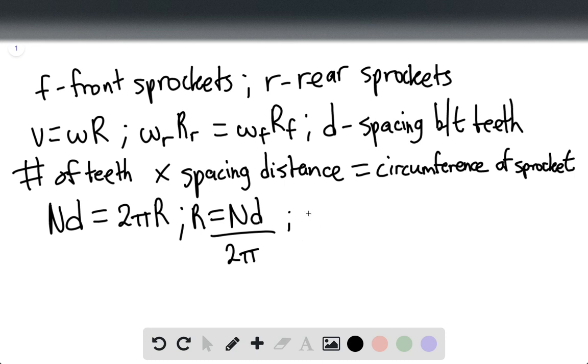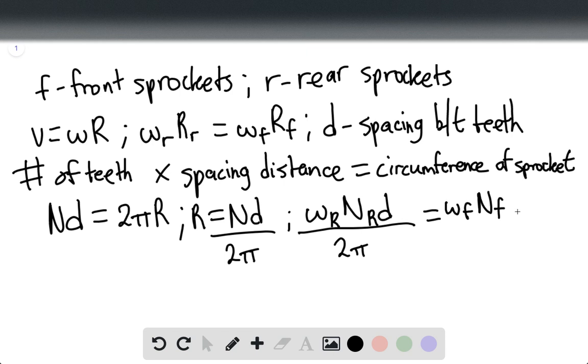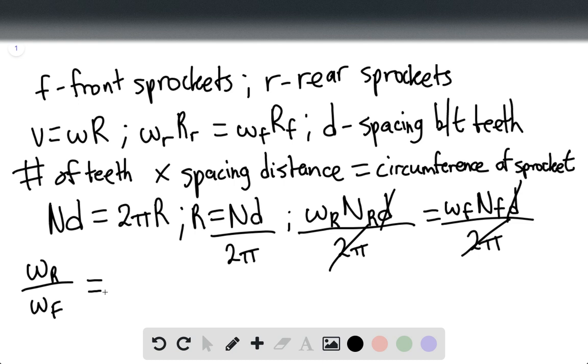So we can say that omega R times N_R D over 2 pi is going to be equal to omega F N_F D over 2 pi. 2 pi's cancel out, the D's cancel out, and we find a ratio finally and say that the angular velocity of the rear sprockets divided by the angular velocity of the front sprockets will be equal to the number of teeth on the front sprocket divided by the number of teeth on the rear sprocket.